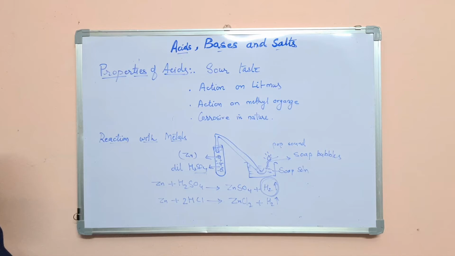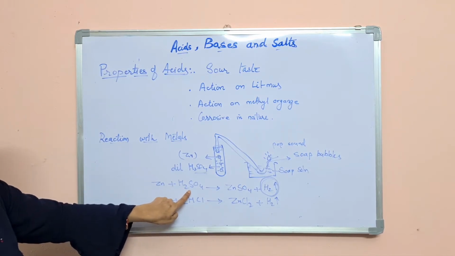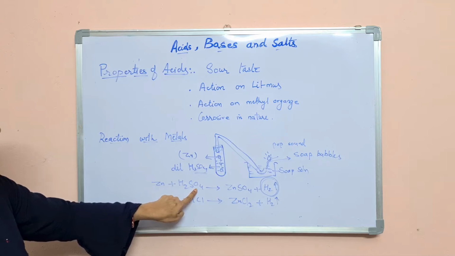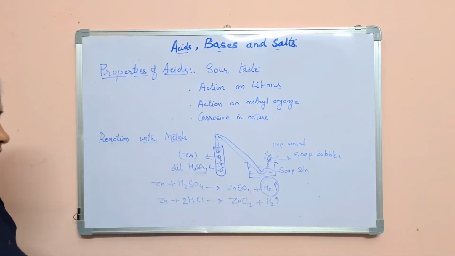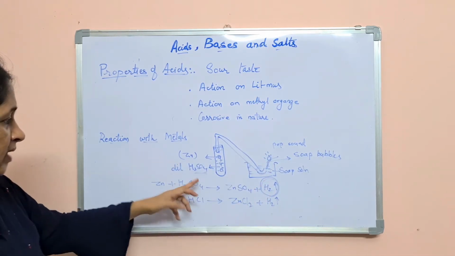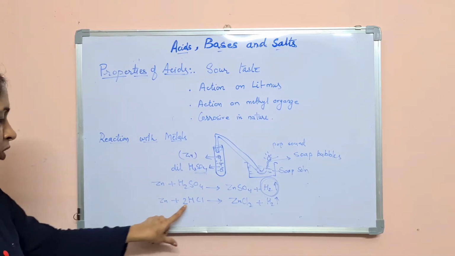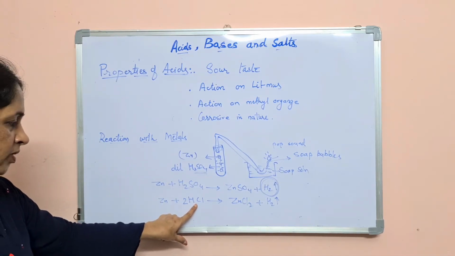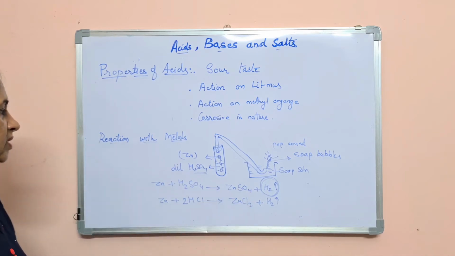Let's see the reaction that happened in this case. Zinc metal is added to sulfuric acid, H2SO4. It forms ZnSO4 and hydrogen gas is evolved. That is why the gas burns with a pop sound. In place of sulfuric acid we can take HCl also. When zinc is added to hydrochloric acid, it forms zinc chloride and hydrogen gas. So this is the reaction of an acid with a metal.